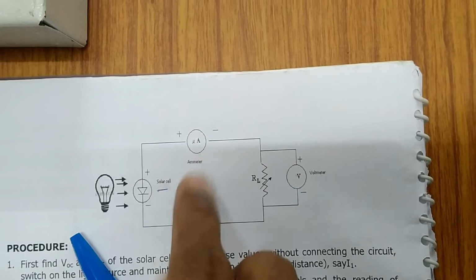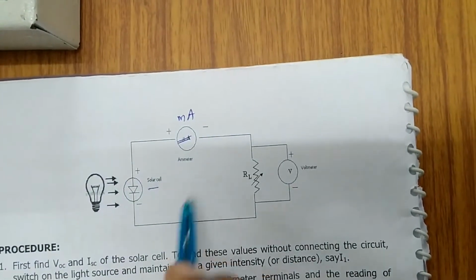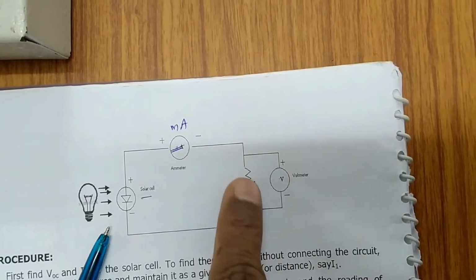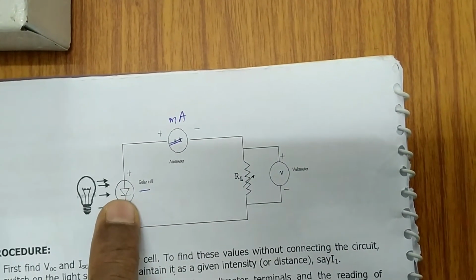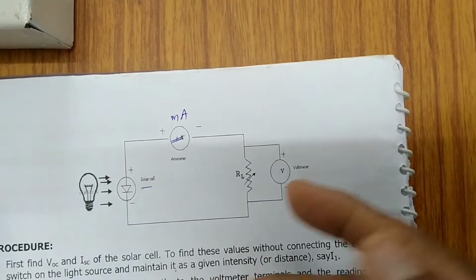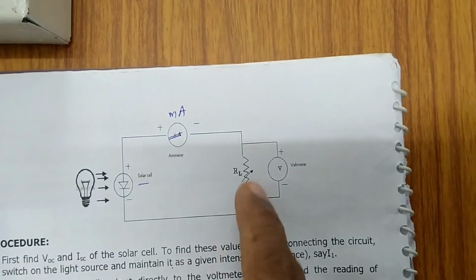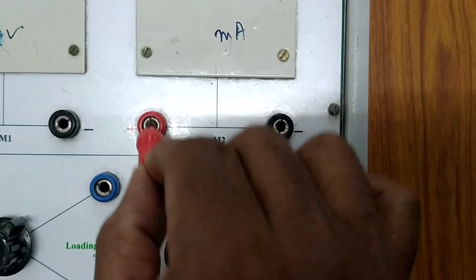This is positive, which has gone to, he has given here microammeter, but I am using milliammeter. Positive of the ammeter. Then negative of the ammeter has gone to load resistance, and load resistance has gone to the diode or solar cell again. That means initially I complete this closed circuit, and I need to add the voltmeter in parallel. Anytime I can add the voltmeter in parallel once the circuit is closed.